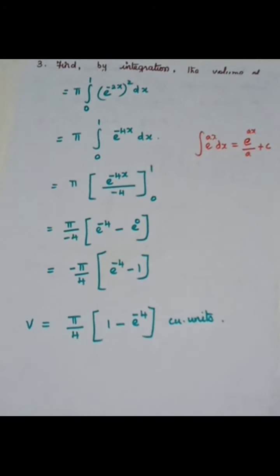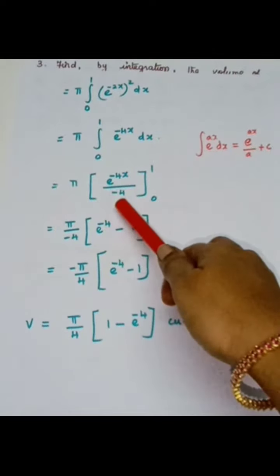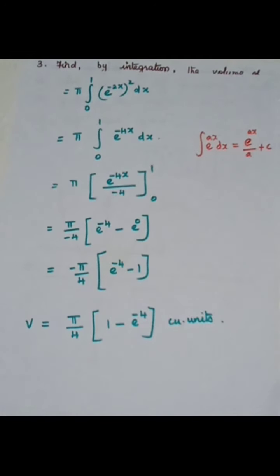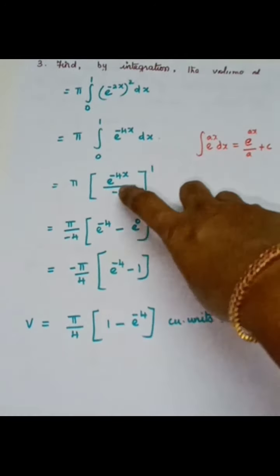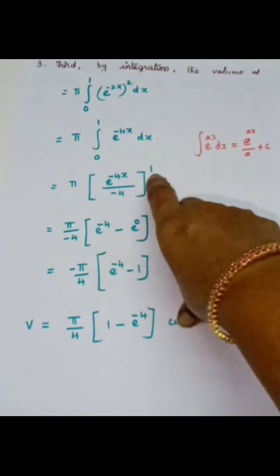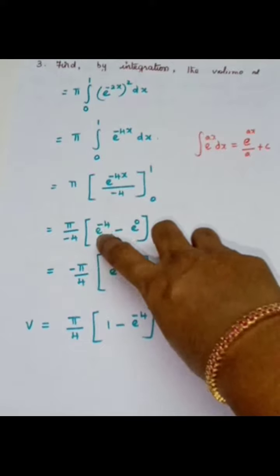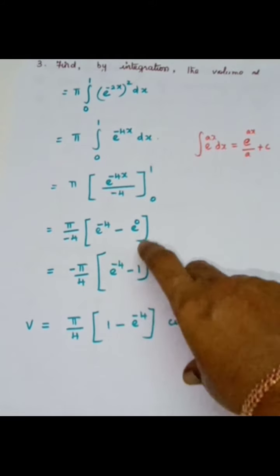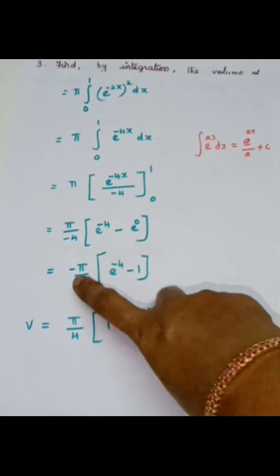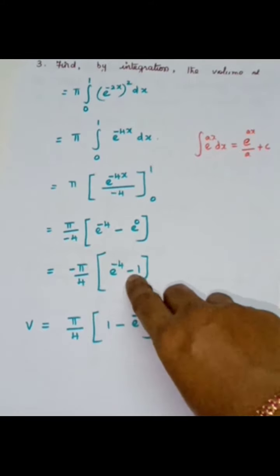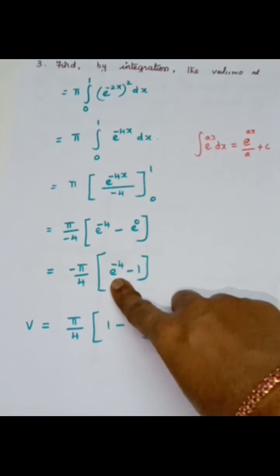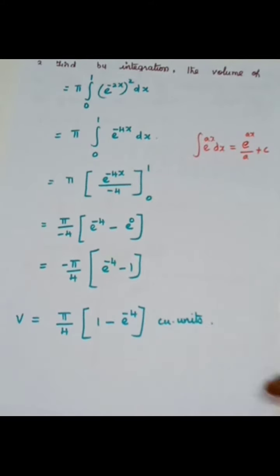In the place of a you have minus 4, so the minus 4 has to be written in the denominator. When you apply the limits, this minus 4 is taken out, and it is e power minus 4 minus e power 0. E power 0 is 1. If you apply the minus inside, this is positive and this becomes negative. So the answer is pi by 4 into 1 minus e power minus 4.